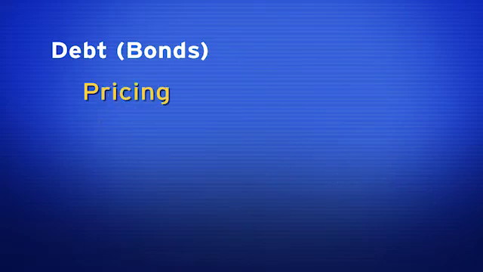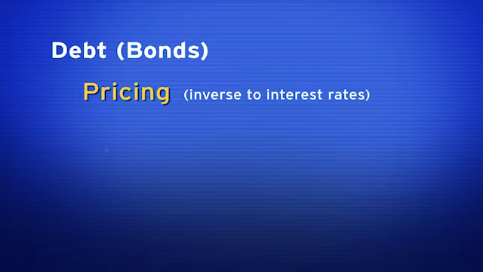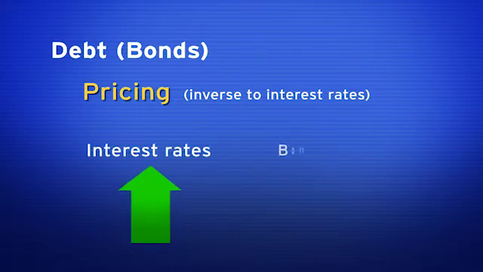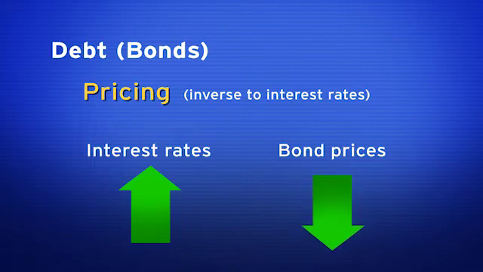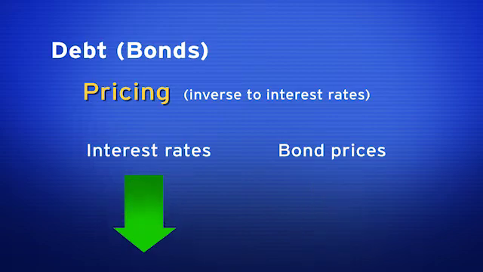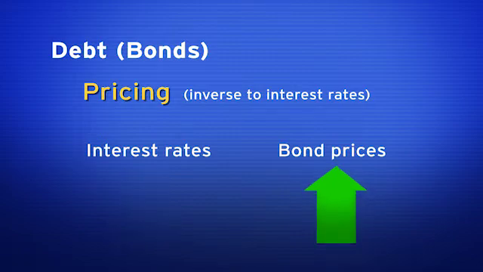Bond pricing. Bond prices have an inverse relationship to interest rates, which simply means if interest rates were to go up, the price of existing bonds would go down. If interest rates go down, the price of existing bonds would go up. So bond prices have an inverse relationship to interest rates.